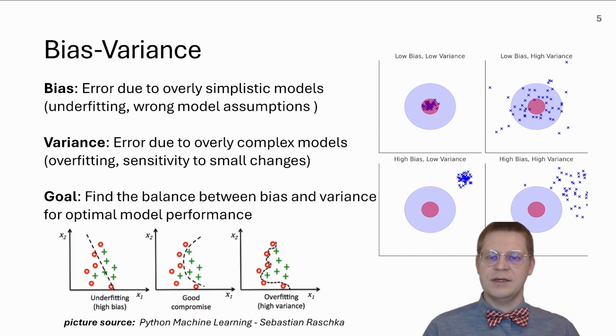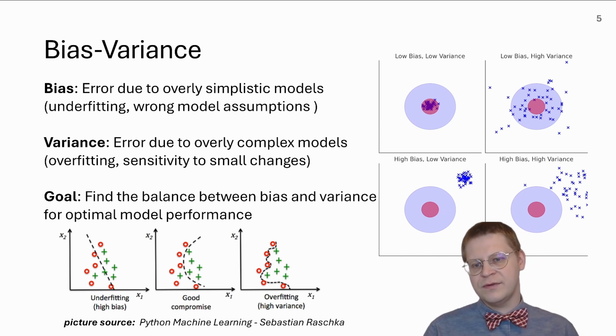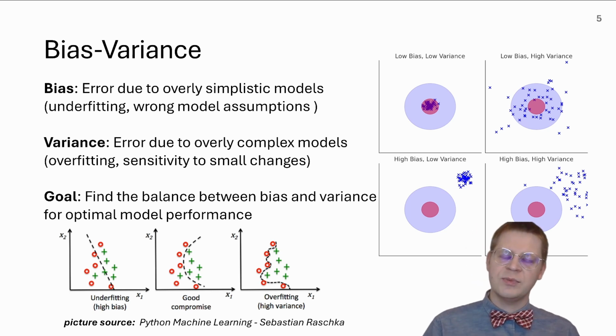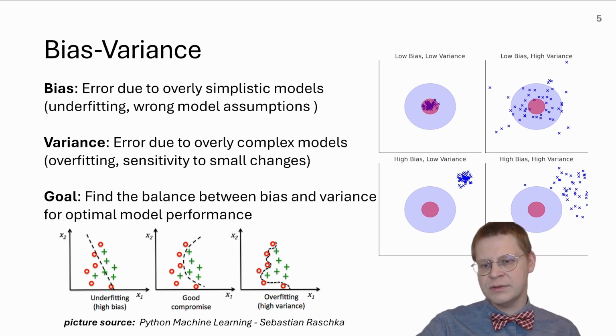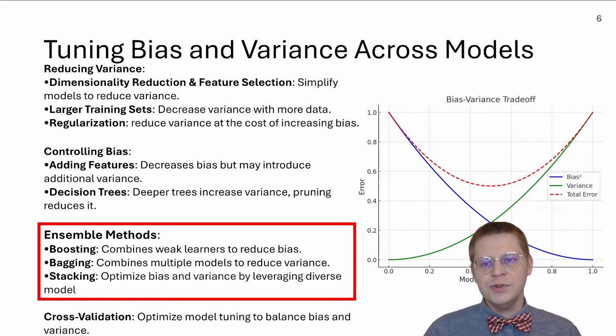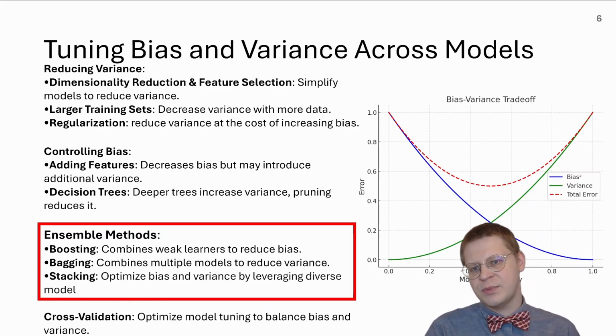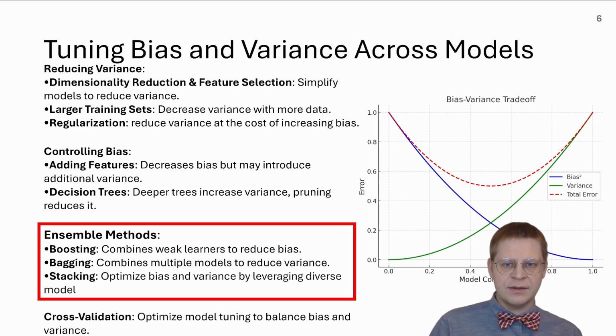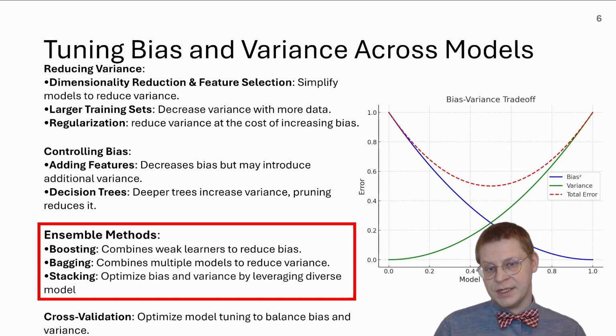And ensemble methods are crucial in this trade-off. For instance, bagging decreases variance by averaging predictions across models trained on different data samples. Boosting reduces bias by sequentially focusing on correcting errors in training. For tuning bias and variance, consider these approaches. Reducing variance means using dimensionality reduction to reduce noise, using larger training sets to stabilize learning, and regularization to limit model complexity.